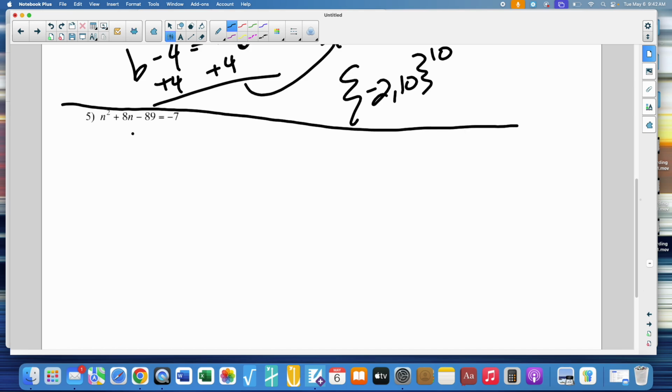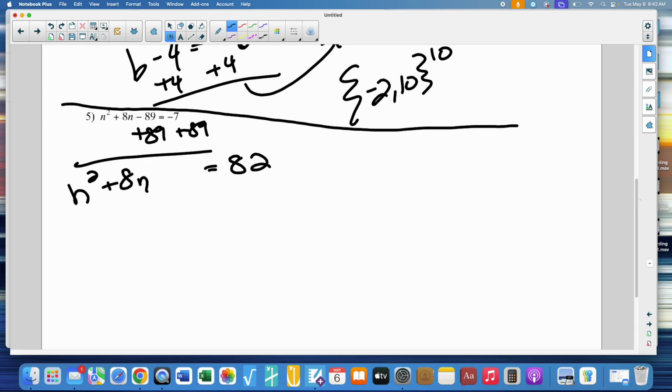Step one is move the constant. N squared plus 8n equals 82. We're going to complete the square by taking half of my b value, which is 4, and then squaring it, which is 16. Don't forget to do it to both sides.